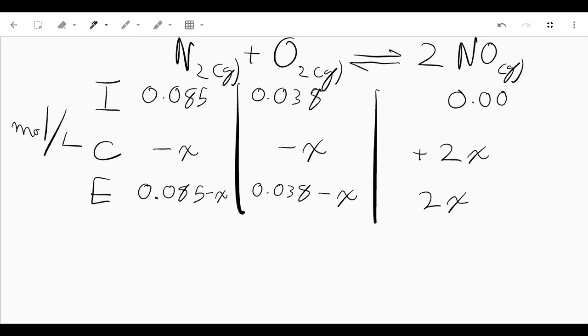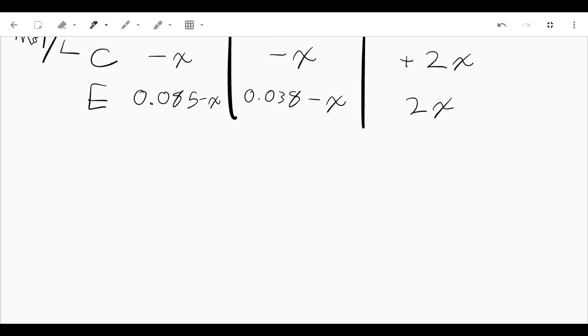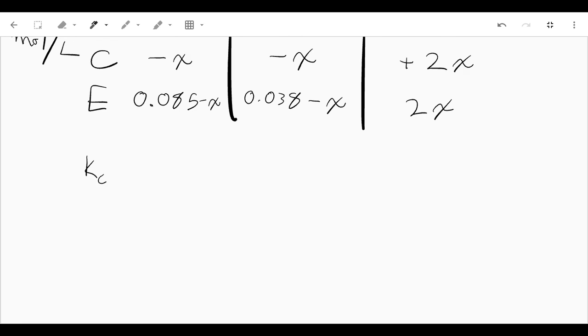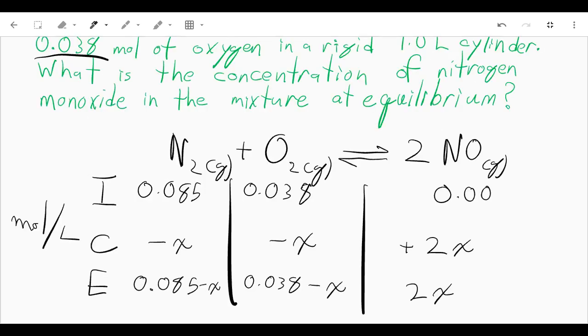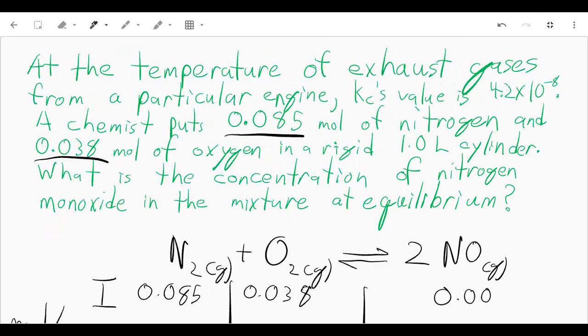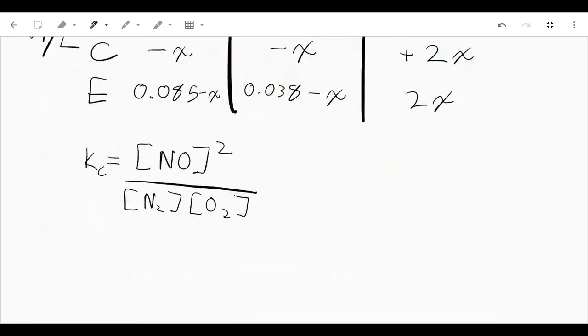From there, we need to write out our Kc equilibrium. Kc is going to be equal to the concentration of the nitrogen monoxide at equilibrium squared, because of the coefficient of 2, times the concentration of N2 and O2. Looking back at our original question, Kc is equal to 4.2 times 10 to the negative 8.